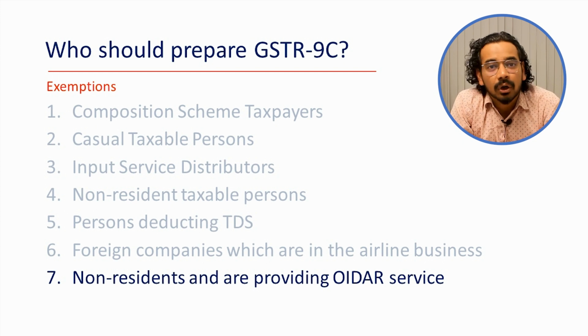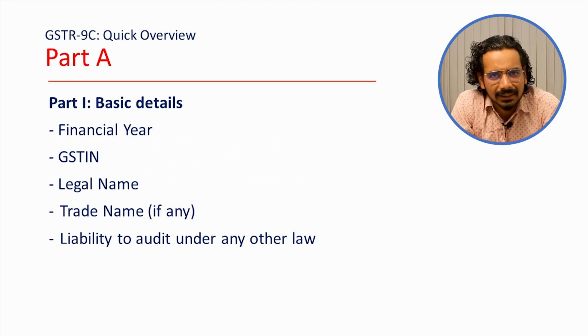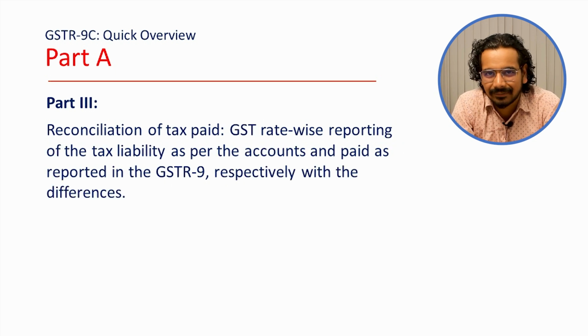So it's very important to know the contents of Form GSTR-9C. Here are the contents. Part A consists of reconciliation statements with reasons behind mismatching, where Part 1 consists of basic details including financial year, GSTIN, legal name and trade name, and liability to audit under any other law. Part 2 consists of reconciliation of turnover declared in the audited annual financial statement with turnover declared in annual return, that is GSTR-9. Part 3 consists of reconciliation of tax paid, including GST rate-wise reporting of the tax liability as per the accounts and paid as reported in the GSTR-9, respectively with the differences.